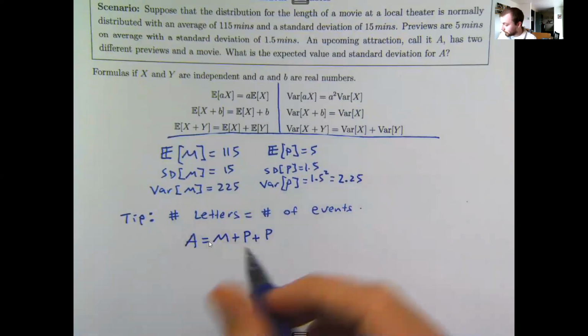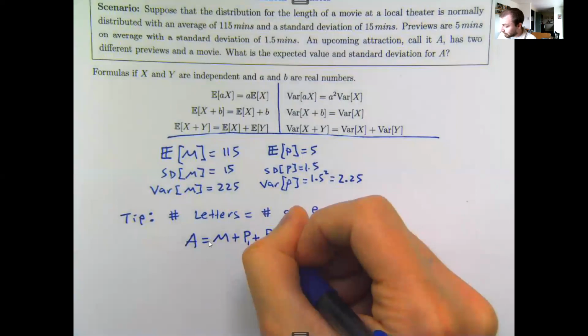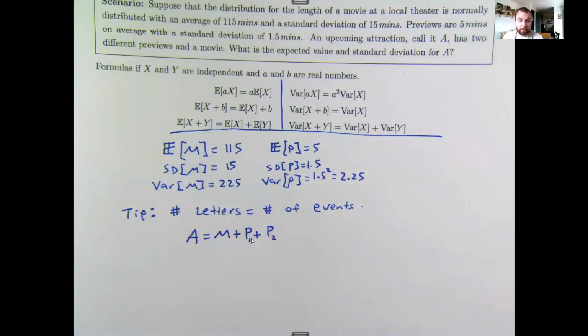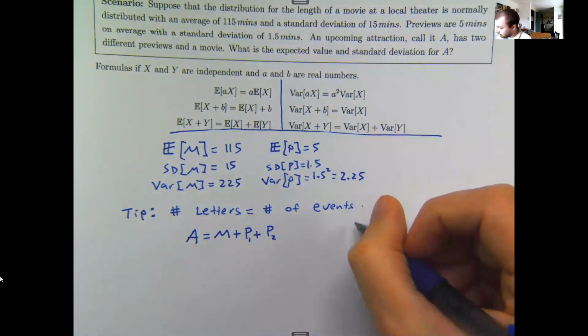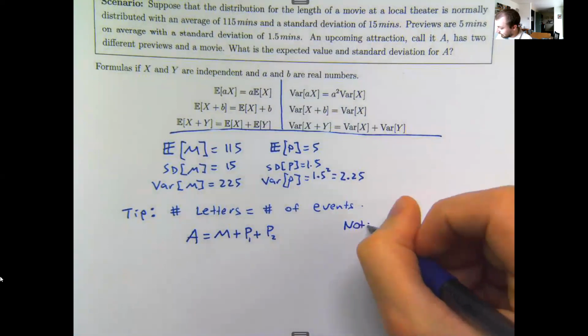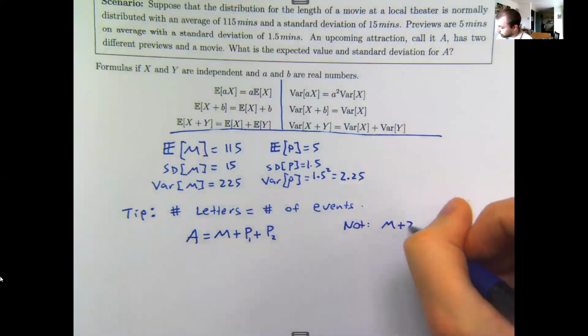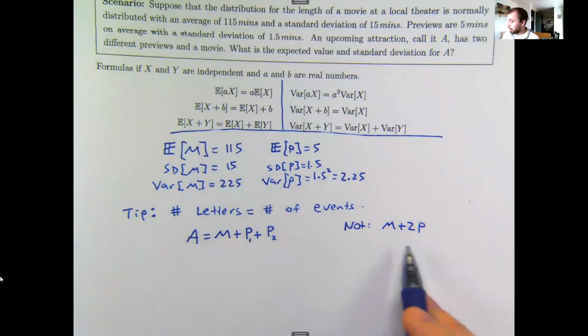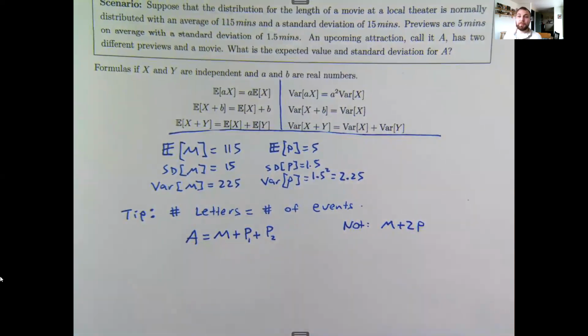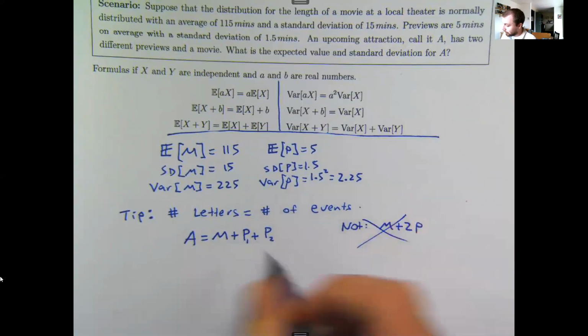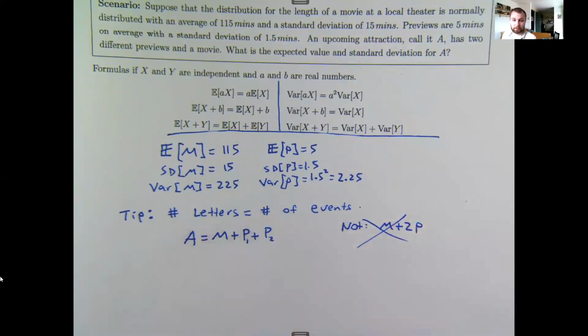If you're struggling to come up with these combinations, I would encourage you to think about putting subscripts down. So first preview, second preview. This is not the same thing as the movie plus 2p, because this would mean that there was a single preview, but it would be twice as long as normal. So each letter represents its own distinct preview. These are normal size previews, and I have 2 of them. It's not like some Mondo ad that I have at the start. So make sure I'm matching the number of letters.